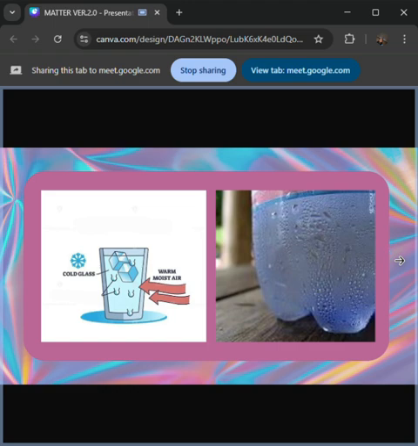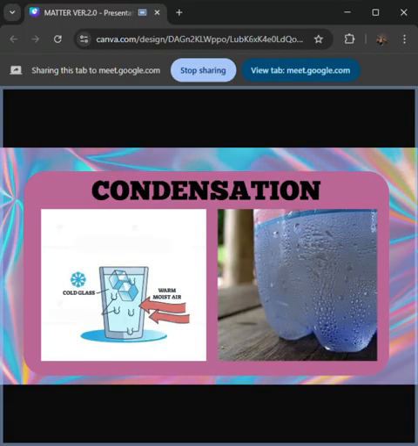Okay, so down to the fifth. Anyone who has an idea what this is? Yes, Christine. Condensation. Let's check. Okay, so yes, that's exactly condensation. Thank you. And the next one.